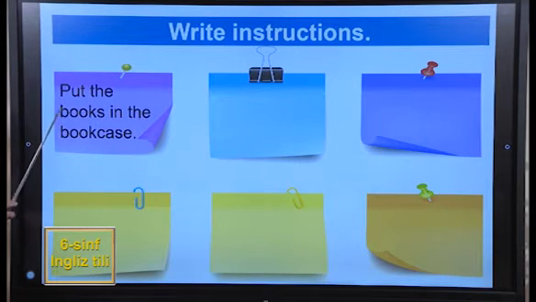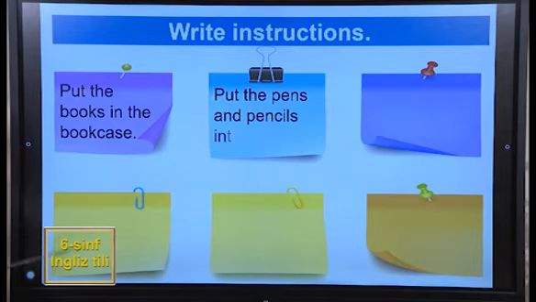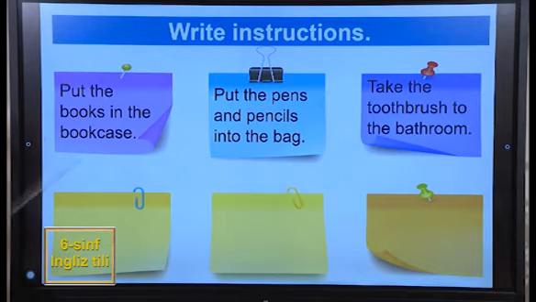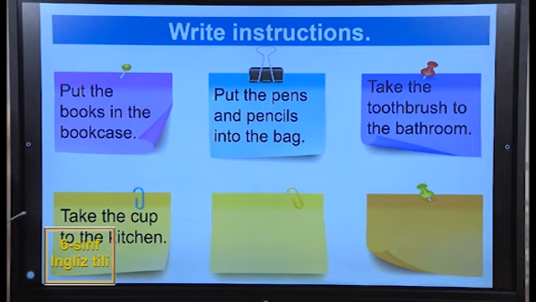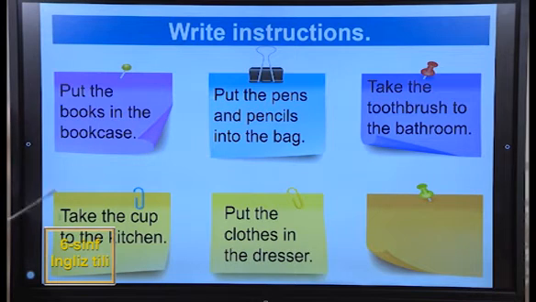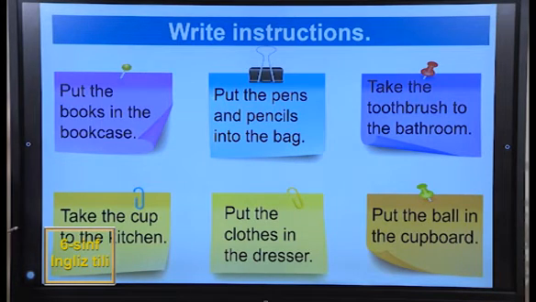Put the books in the bookcase. Next. Put the pens and pencils into the bag. Take the toothbrush to the bathroom. Take the cup to the kitchen. Put the clothes in the dresser, a shirt and jeans. Next, put the ball in the cupboard.